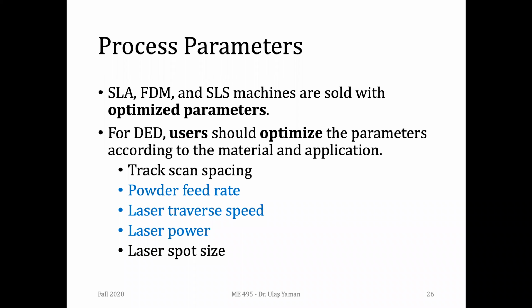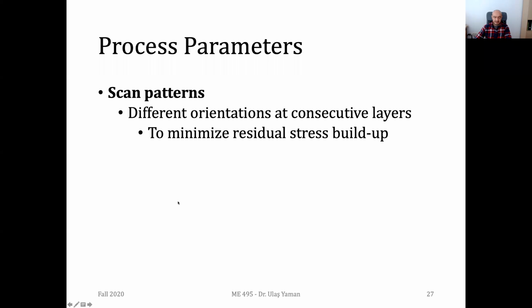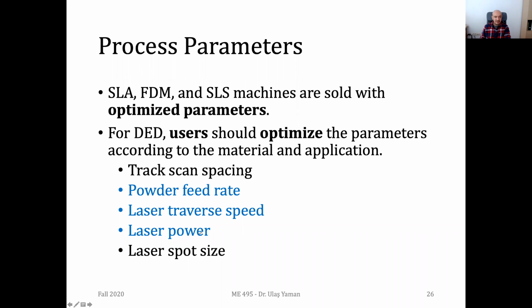Somehow we can say that they are interrelated, which means that you can actually obtain the same result in different ways. If you increase the laser power, that means you are increasing the size of your molten pool, right? The size of the molten pool will increase, and you can also obtain this by decreasing the speed.